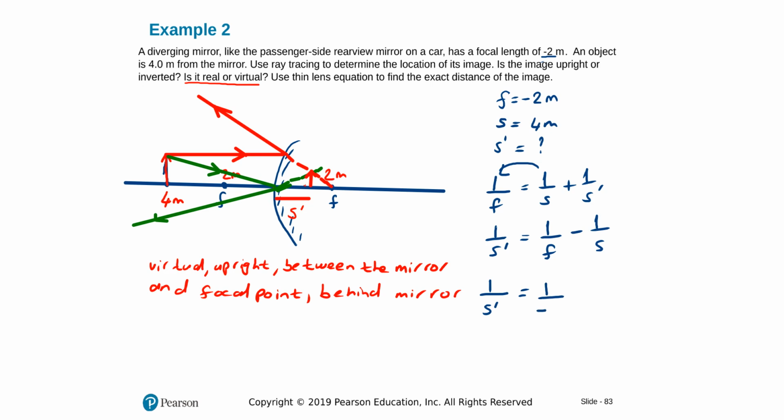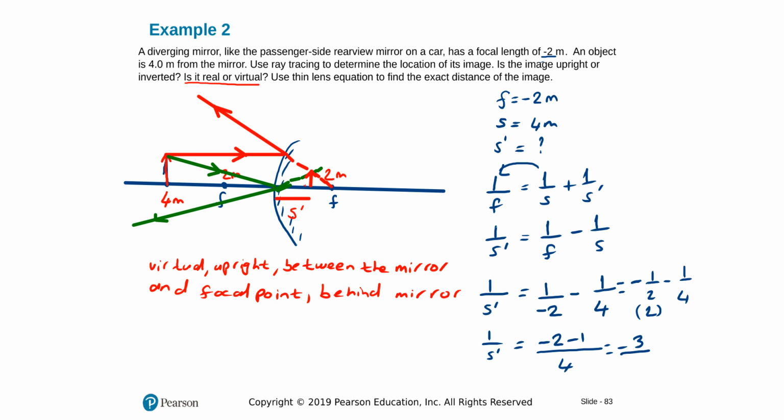F is minus, so I should take it as minus here. They're all in meters. I'm dropping meters here. Minus 1 over 4. So I'm finding this, folks, is minus 1 over 2 minus 1 over 4. Multiply this by 2. I'm going to have 1 over S prime is equal to minus 2 minus 1 over 4.